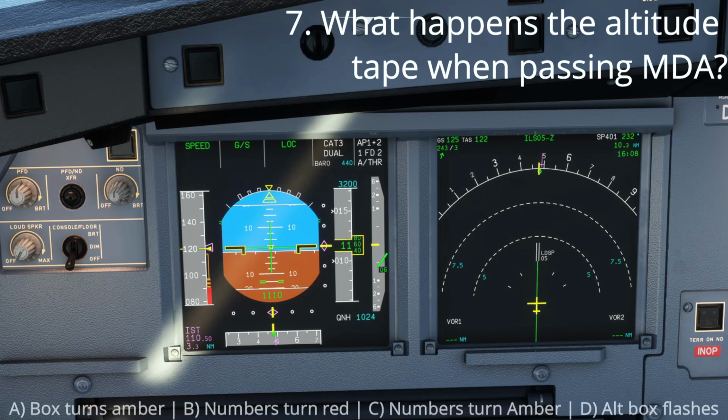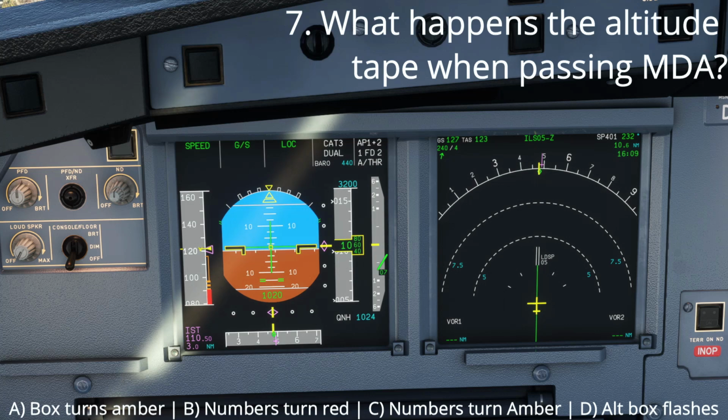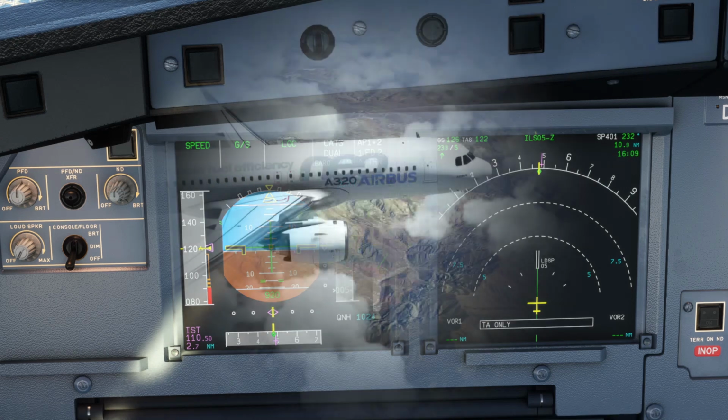Does the altitude readout box become amber? Do the numbers turn red? Do the numbers turn amber? Or does the altitude box start flashing once it passes the minimum descent altitude? So for here, it would change as we pass 440 feet.